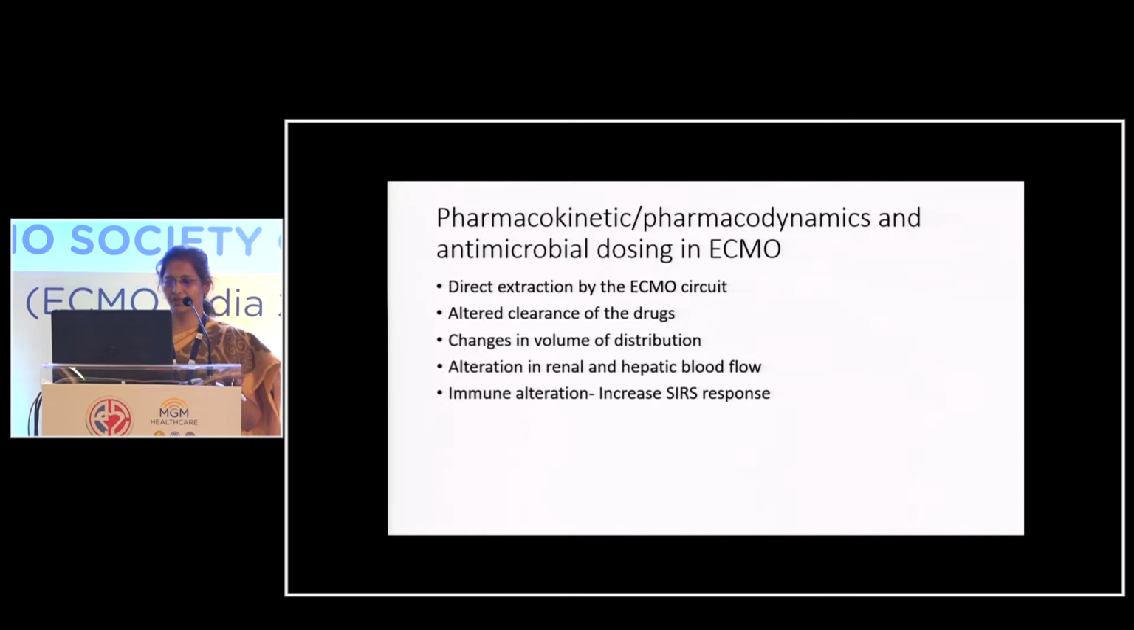The PK/PD in ECMO is actually altered because of various reasons. One is the direct extraction by the ECMO circuit. It can get absorbed or sequestered by the oxygenator. There is altered clearance of the drug and also a change in volume of distribution. The alteration of renal and hepatic blood flow, and the immune alteration, which increases the third-space response, also alter the PK/PD. Not going into detail because I think the next speaker is going to talk about it.